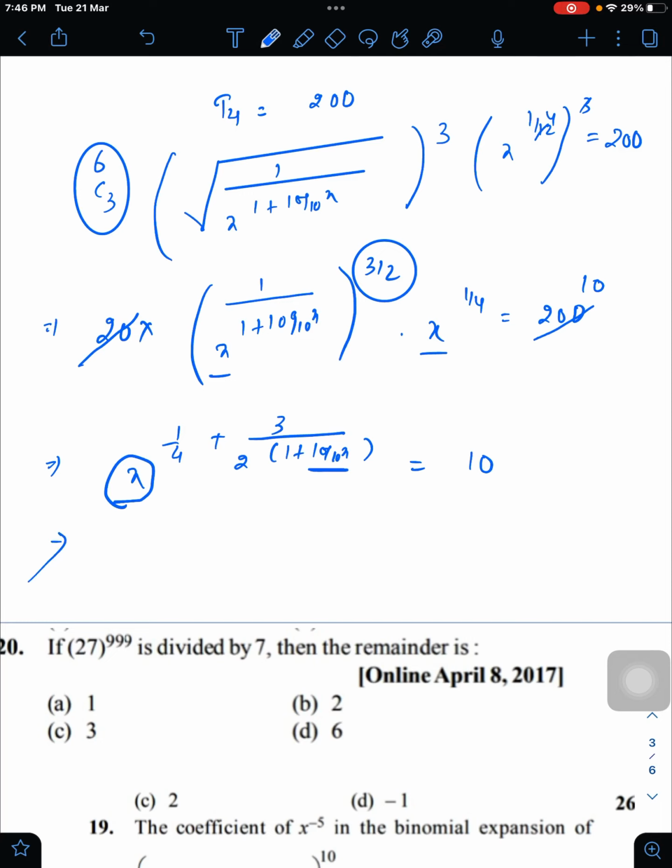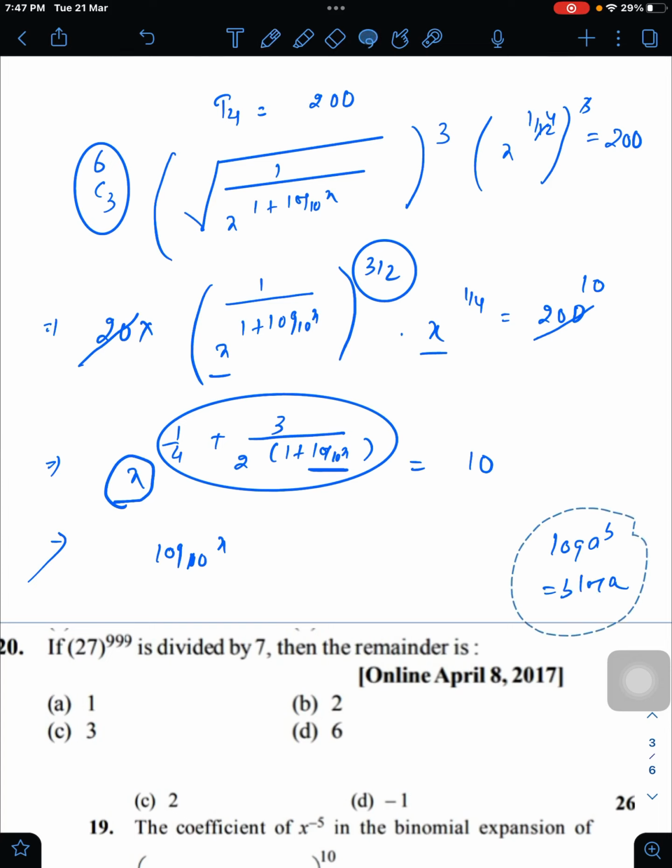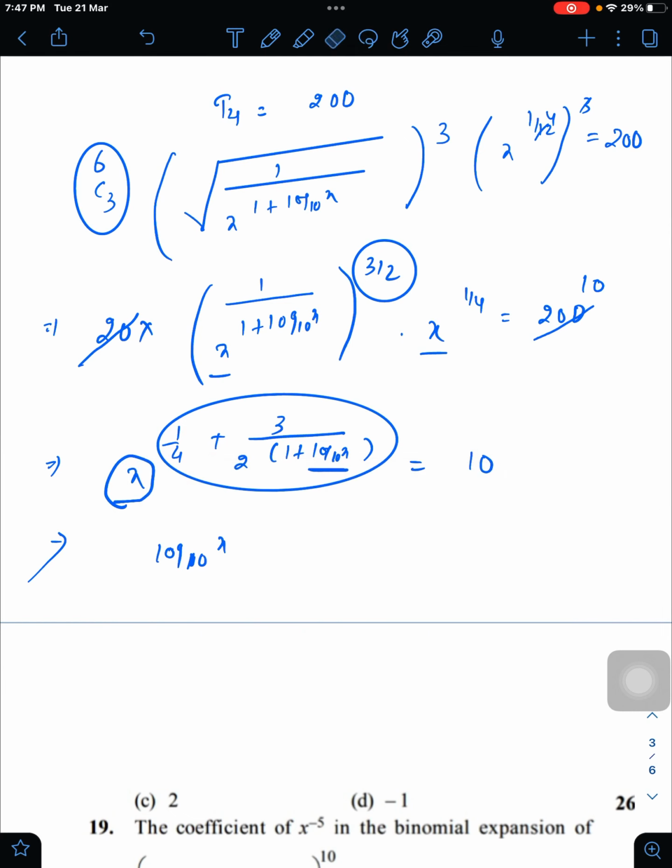So what I'm going to get, just have a look, is log 10 base x. Look, this is the power. So the power is going to be multiplied, because as we know, log a to the power b is what? b log a. So applying this concept, just have a look, what can I write? I can write it like this: 1 by 4 plus 3 by 2, 1 plus log 10 base x into log 10 base x is equal to log 10 base 10.